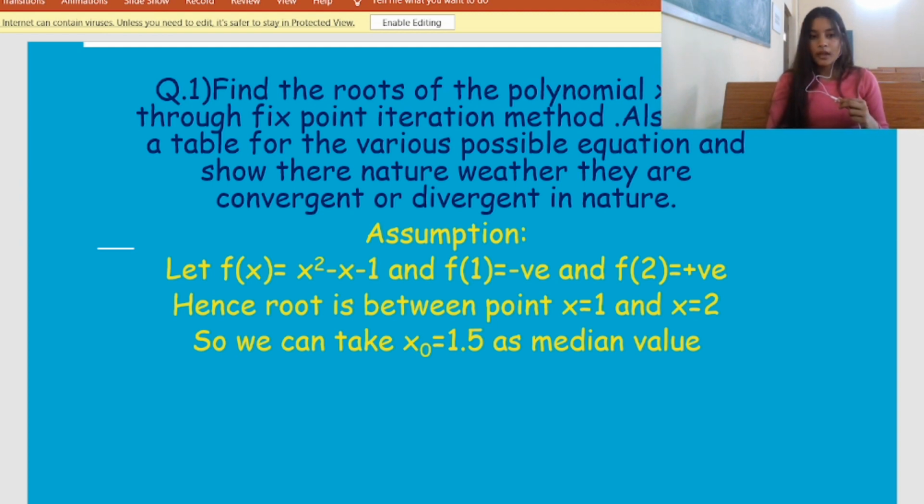First of all, we'll make an assumption, that is, let us assume we have an equation f of x which is equal to x square minus x minus 1, and we have f of 1 equals to negative and f of 2 equals to positive, so that we can find out a root for the equation. On solving the equation f of x, we get that the root is between x equals to 1 and x equals to 2. Considering both the points, we can take x0 equals to 1.5 as median value.